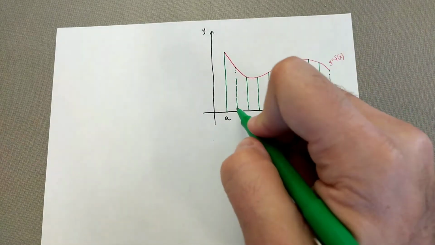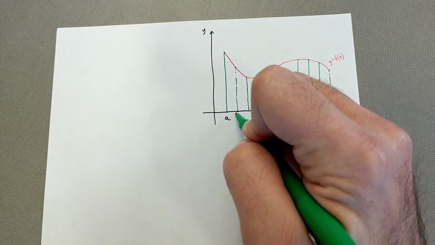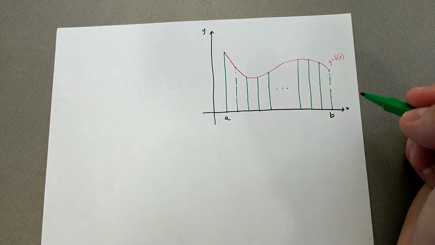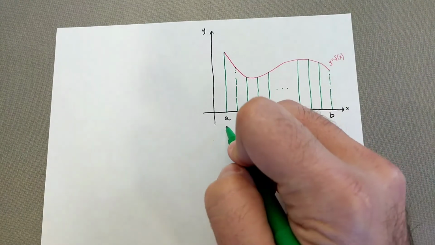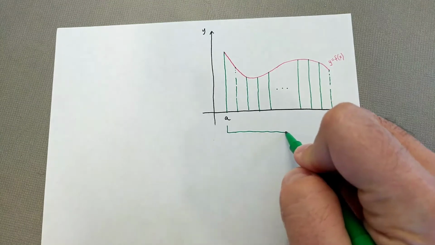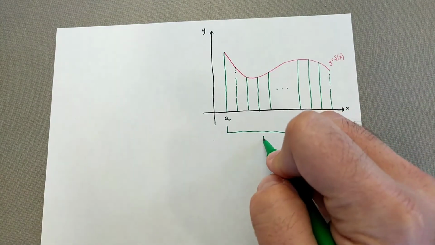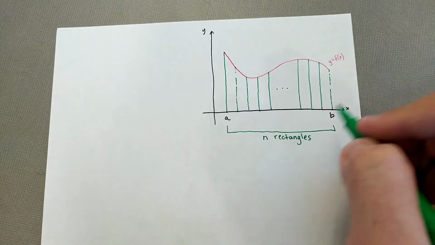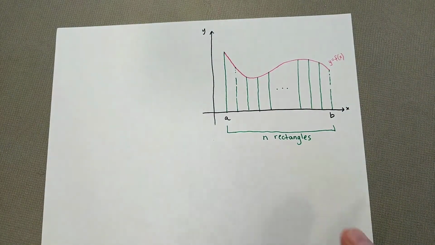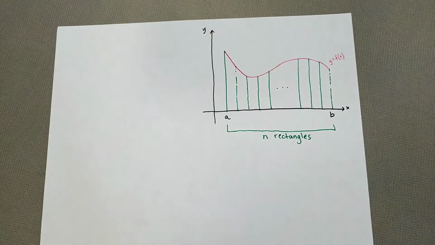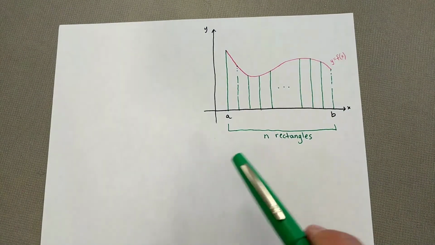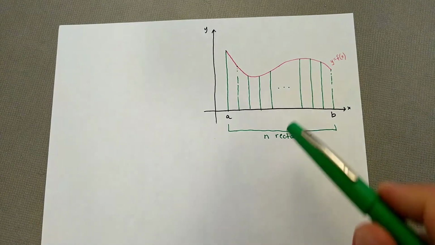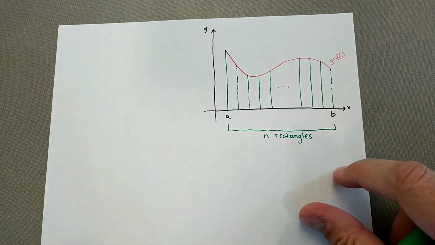You can even label the different x values, but I think that's a bad idea, so we're not going to do that. What I do want to say is that there are n number of rectangles here. I'm going to define n as the number of rectangles that we're using. If you count 7 rectangles, just remember that this dot, dot, dot means there are more in here.